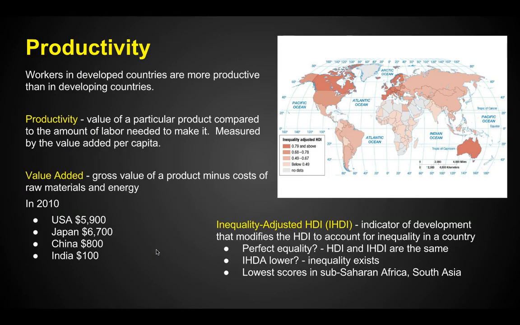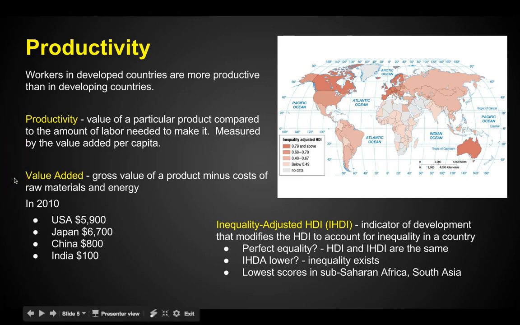Productivity. Workers in developed countries are more productive than in developing countries. That seems kind of biased there, but let's face it. In developed countries, we have lots of infrastructure, we have technologies, and we are highly trained. So as far as productivity, we can get more done with less. Productivity is the value of a particular product compared to the amount of labor needed to make it. It's measured by the value added per capita, or per person, which is what per capita means.